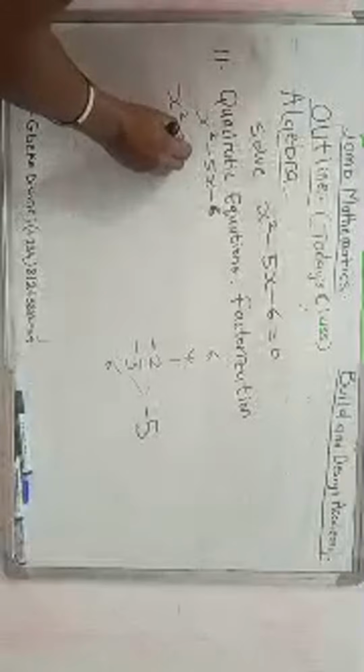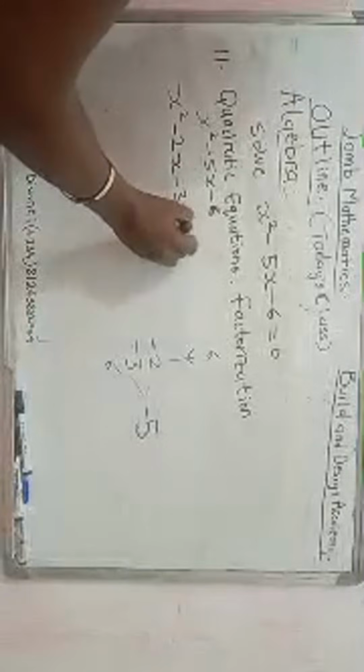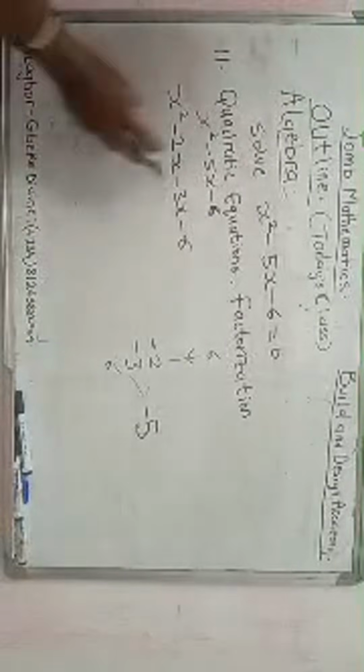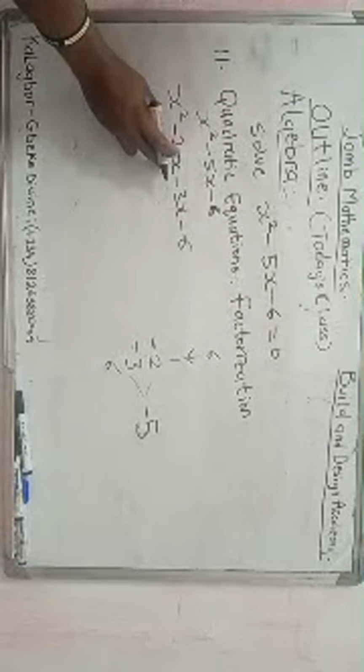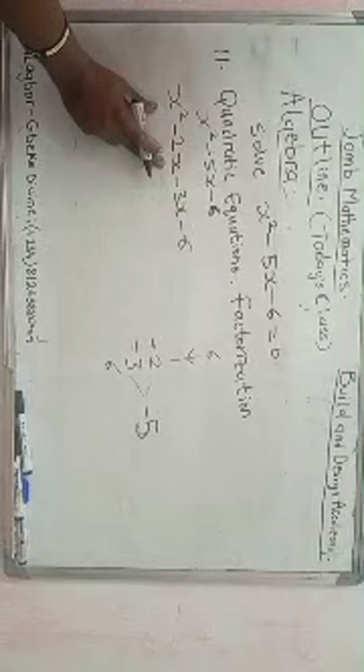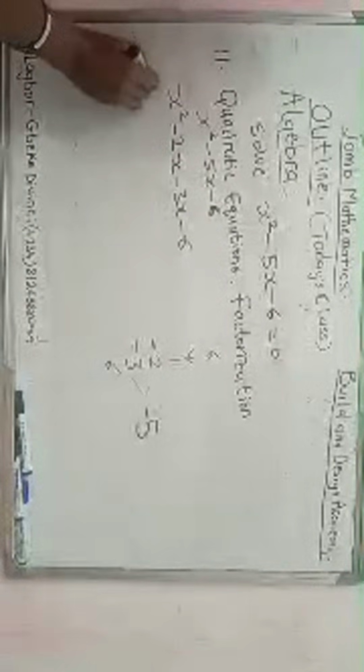So we are left with x squared minus 2x minus 3x minus 6. Now the next step is to take them as pairs. The first pair is x squared minus 2x. From this pair, what is common between both of them? We know that x is common between both of them, right? So we bring it out.